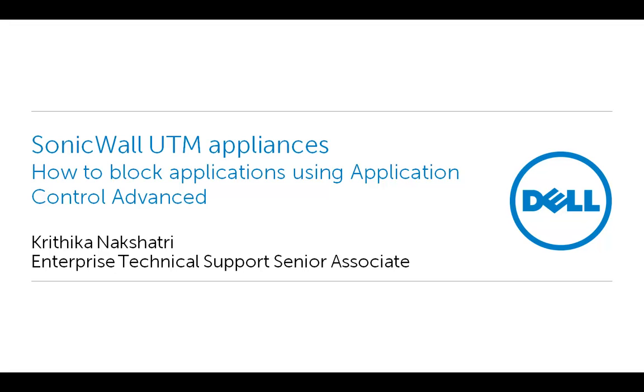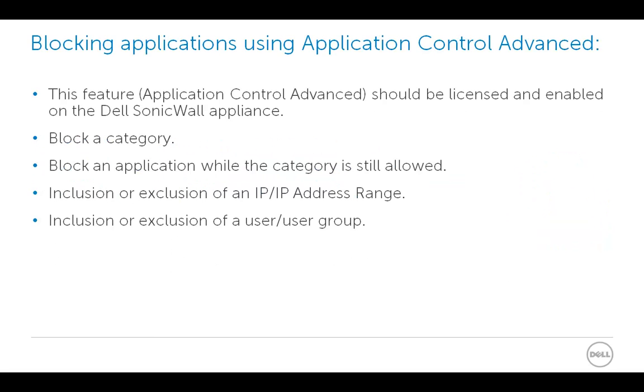Today, we will demonstrate how to block applications using Application Control Advanced. To block applications using Application Control Advanced, this feature should be licensed and enabled on the Dell SonicWall appliance. Using this feature, we can block a category, block an application while the category is still allowed, include or exclude an IP or IP address range, similarly include or exclude a user or user group.